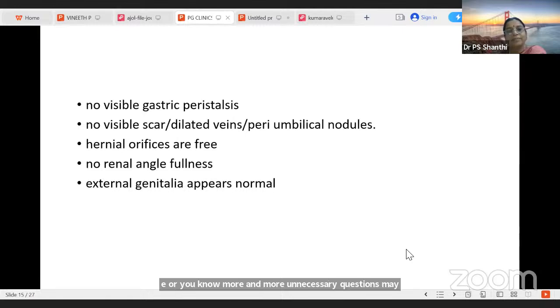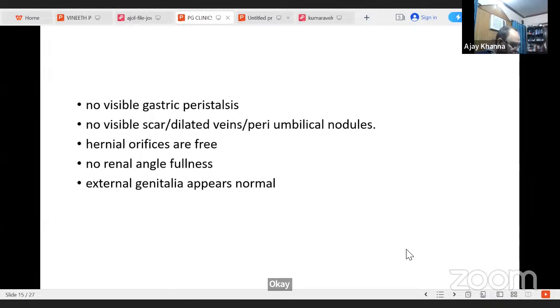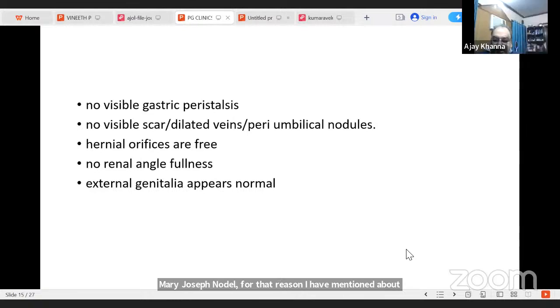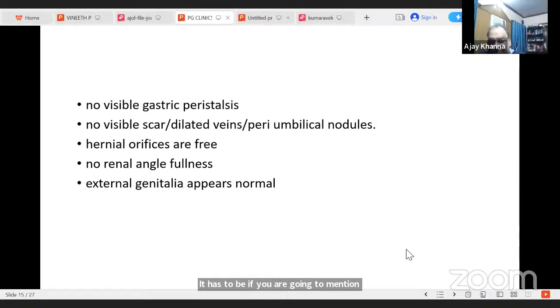Next slide. Why periumbilical nodule? Specifically, you mentioned periumbilical nodule. Sir, in gastric malignancy, metastasis to the umbilical region, like Sister Mary Joseph nodule. For that reason, I have mentioned periumbilical nodules. That occurs in the periumbilical area or in the umbilicus? Umbilicus, sir. So why did you mention periumbilical? If you are going to mention Sister Mary Joseph, it has to be the umbilical nodule. Yes, sir. It occurs right in the umbilicus.